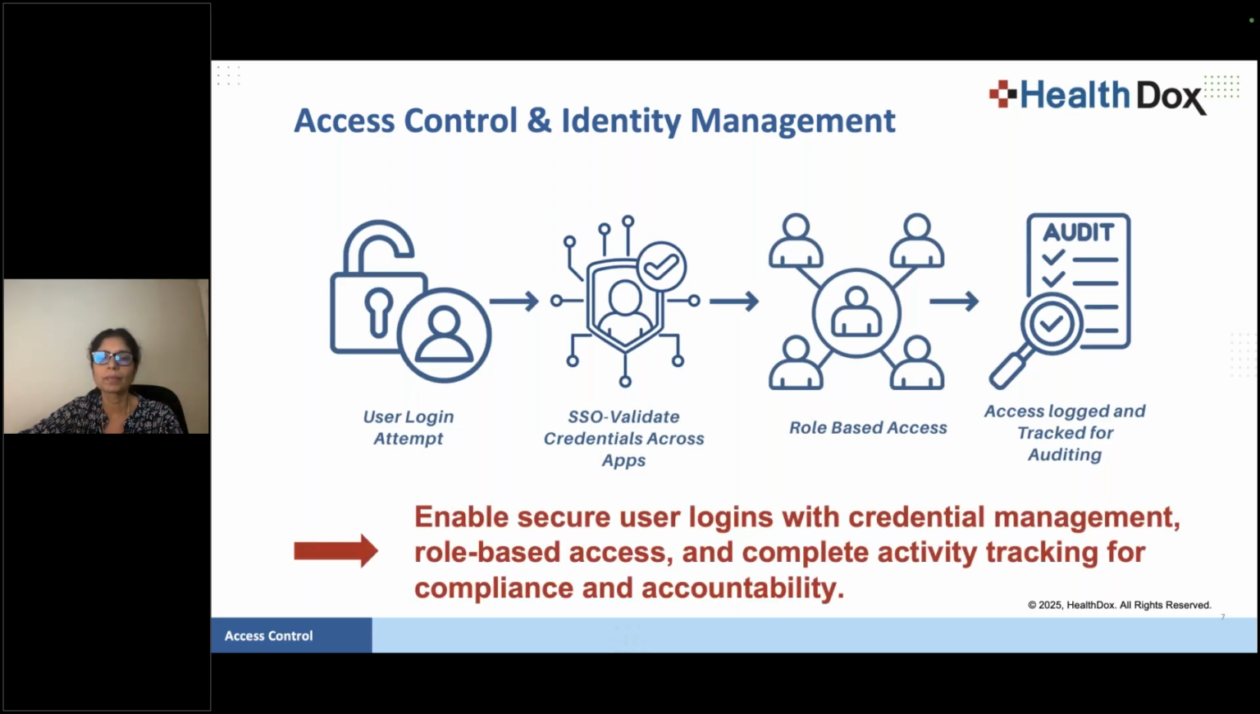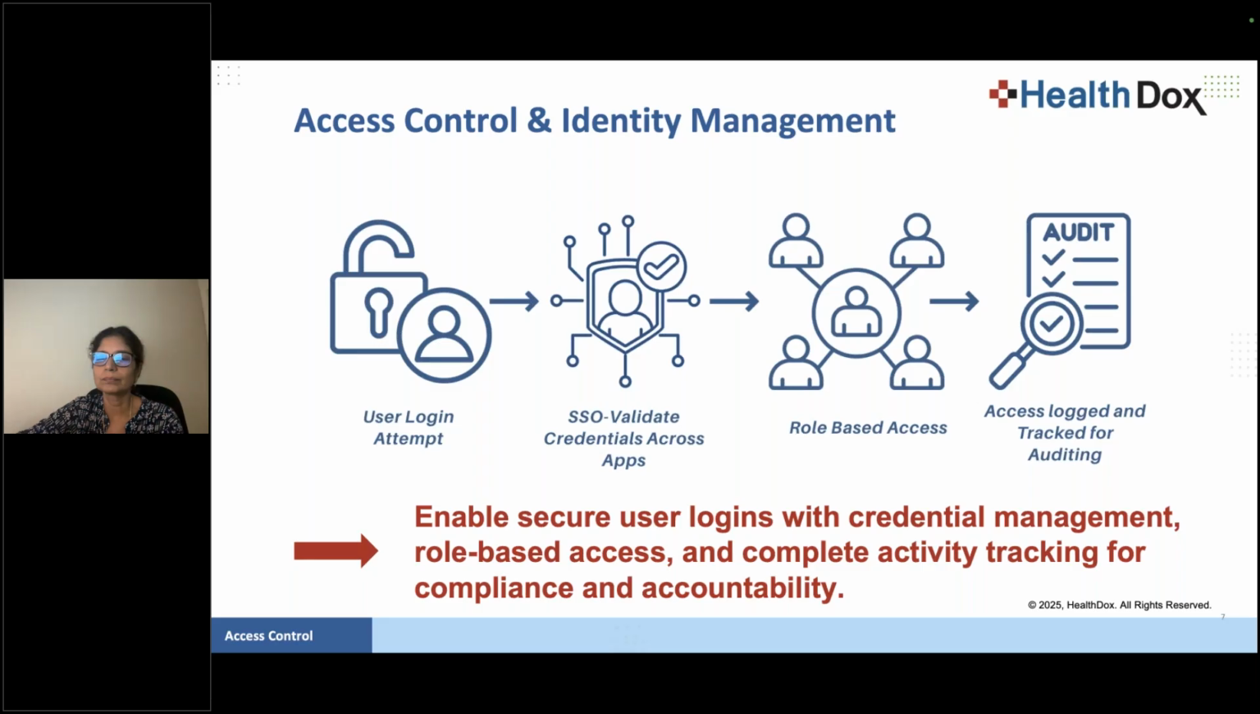Let's look in detail at access control and identity management. Both are about making sure the right people access the right data at the right time and only for the right reasons. That is very important. So only for the right reasons, the right people will access the right data at the right time. So how can we achieve this?